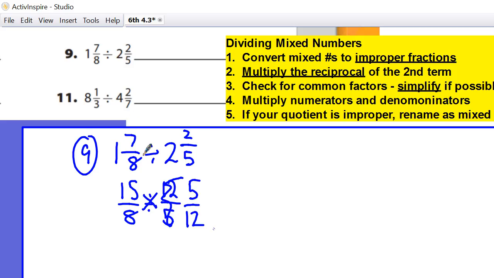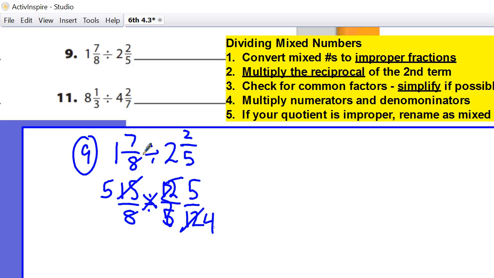Step number 3 is to check for common factors. 5 and 8 don't share a factor, but 15 and 12 do. I want to remind you that simplifying doesn't mean that one of the terms goes into the other term. It means that they can each be divided by the same number. And 15 and 12 can both be divided by 3. 15 divided by 3 is 5, and 12 divided by 3 is 4.